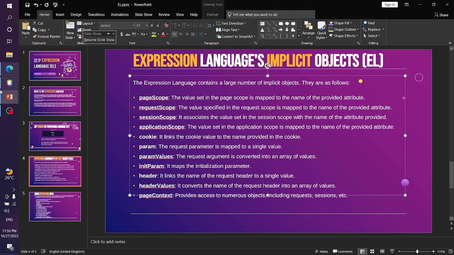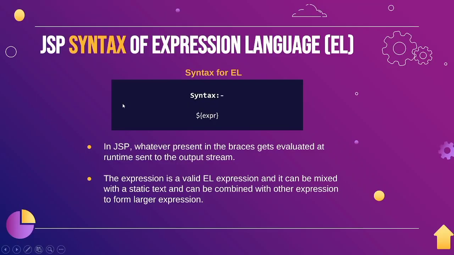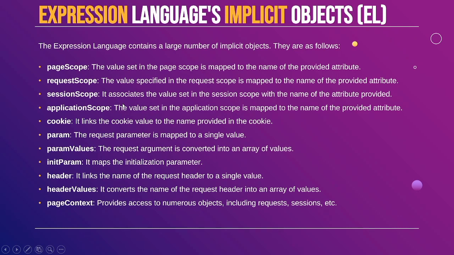So let's get on with our presentation. Moving on to the implicit objects in expression language. The expression language contains a large number of implicit objects. First of all, we have the page scope. The value set in the page scope is mapped to the name of the provided attribute.